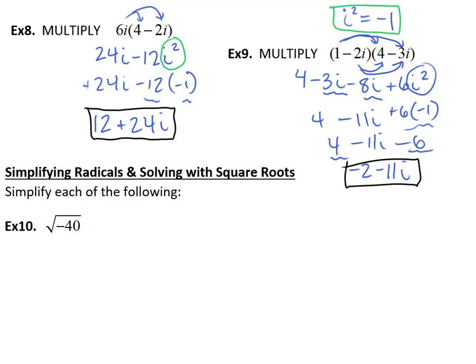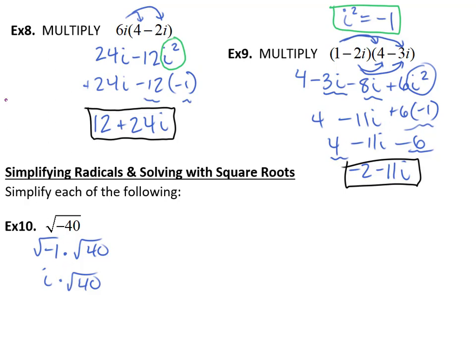Okay, so now it's asking us to use some of our knowledge to simplify radicals. The solving with square roots we'll get to in a bit. Right now we're just going to work on simplifying radicals with what we know about i. How do I simplify something that has a negative radical? So simplify each of the following. Square root of negative 40, we said earlier, I can separate this as the square root of negative 1 times the square root of 40, which means I can take an i out in front. So replacing that with i times the square root of 40.